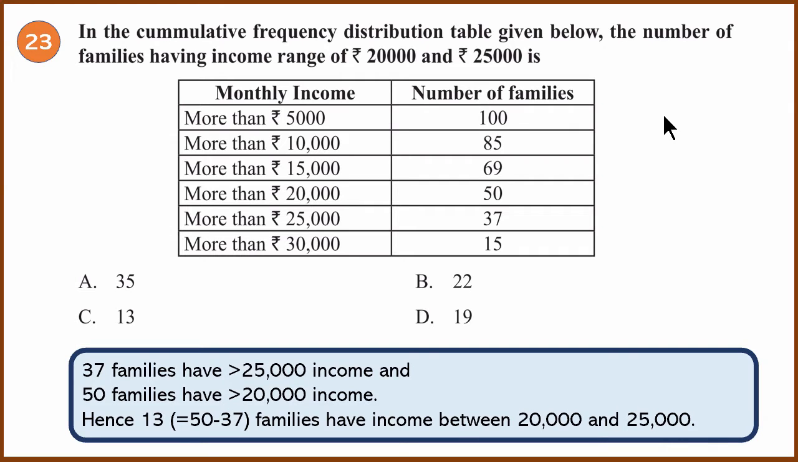How do we solve? We can say that 37 families have more than 25,000 income. 50 families have more than 20,000 income. That means 13 families have income between 20,000 and 25,000.